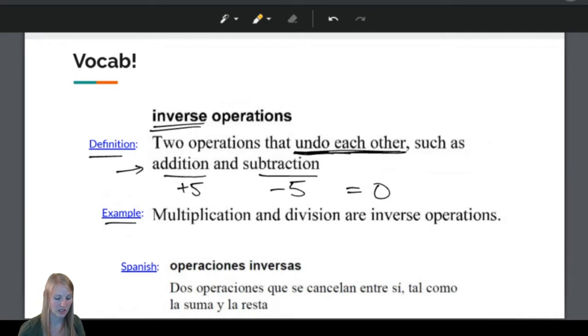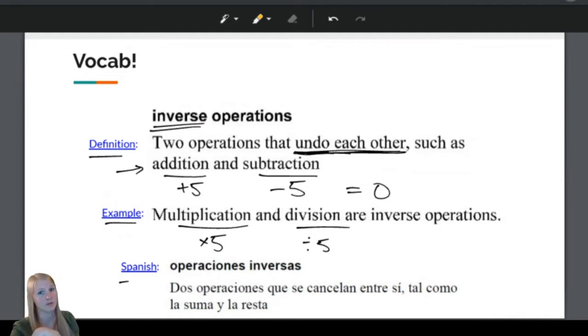Addition and subtraction is one example. Multiplication and division are also examples. If I multiply by 5 and then I divide by 5, I have the same thing as when I started. And then, of course, the Spanish, should you need it. All right, pause that, write it down if you need to, and we're going to keep scrolling.